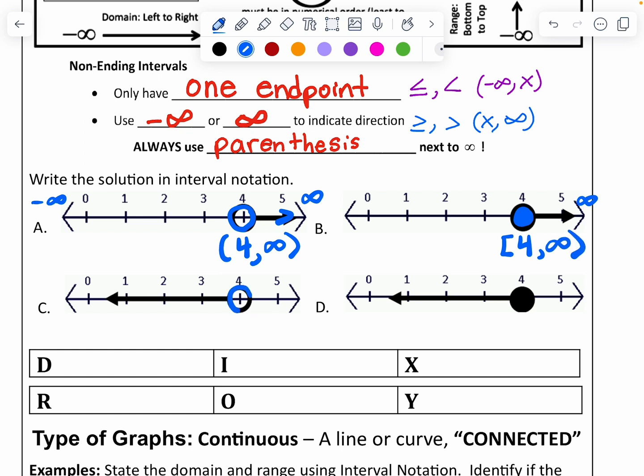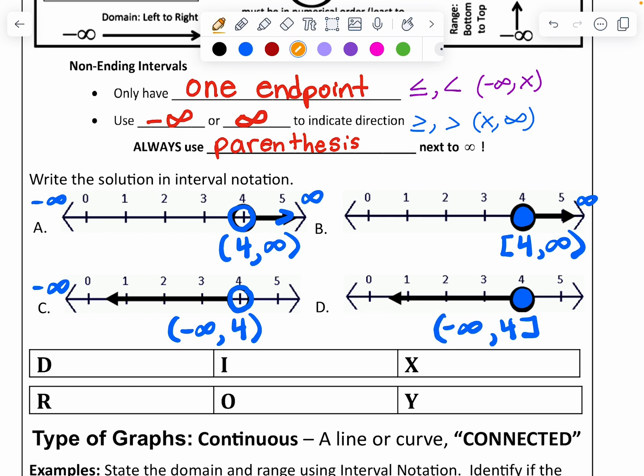Here we have an open circle at 4, so that would be a 4 with a parentheses, and the arrow's pointing toward negative infinity. So we would put negative infinity on the left with a parentheses. Remember, it's always least to greatest, so negative infinity is always going to be on the left, and positive infinity will always be on the right. For this one, we have a bracket and 4, and negative infinity on the left.